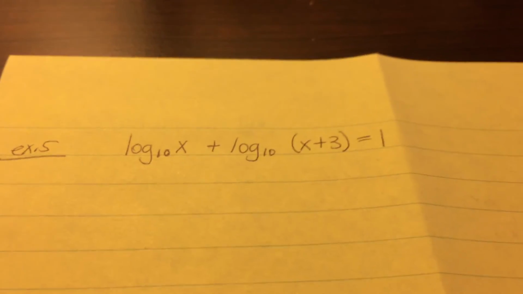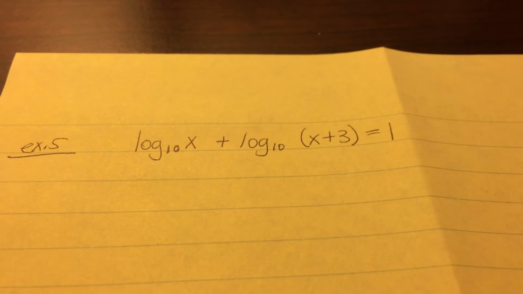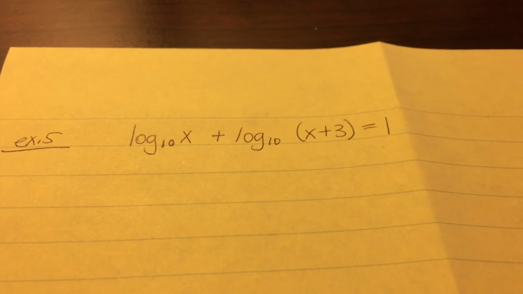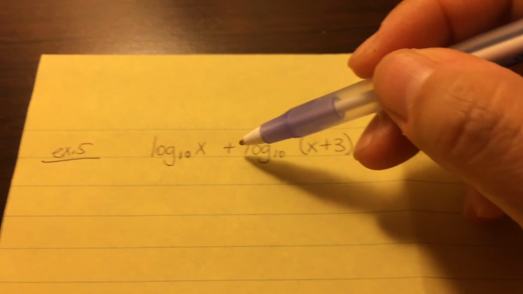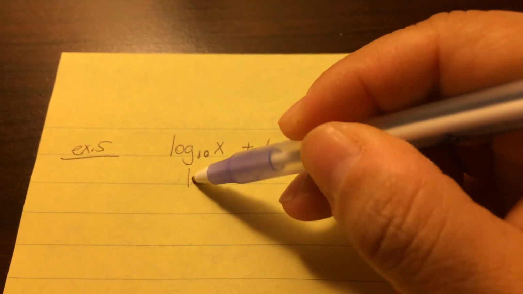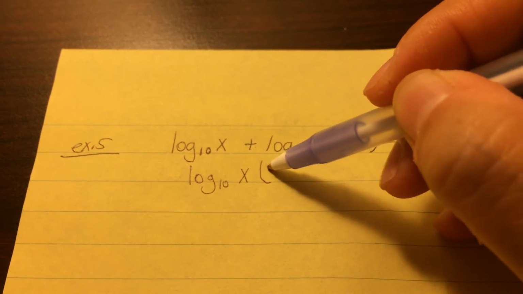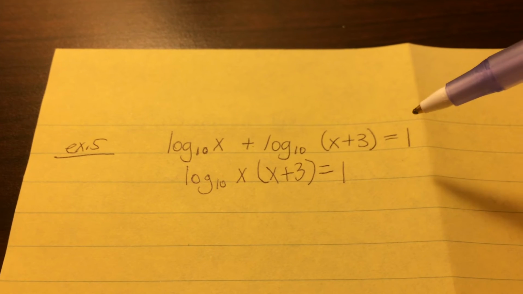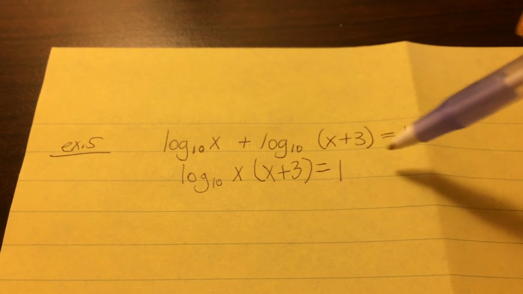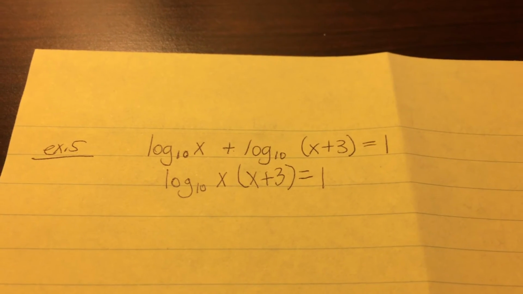So we go into example 5 now. On MyMathLab, they give you something a little bit more complex. What you're going to do is try to solve for this, again using the 3 properties that we have. I can condense this, right, because this is a plus. To condense it, I have log base 10 of x times x plus 3 is equal to 1. In previous problems, we didn't have this part that equals 1, but we do in this case because we're solving for x.